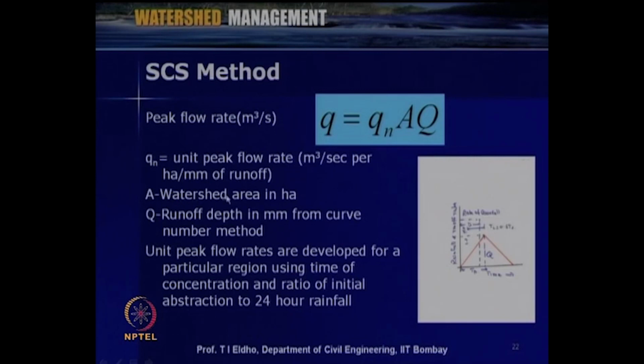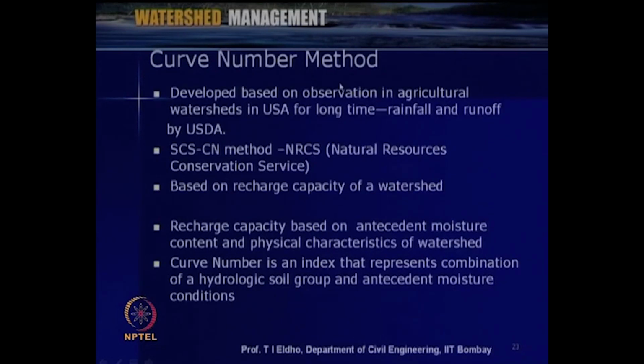Then A is the watershed area in hectares, and capital Q is the runoff depth in millimeters from the curve number method. And then unit peak flow rates are developed for a particular region using the time of concentration and the ratio of initial abstraction to 24-hour rainfall. So, that is the so-called SCS method.